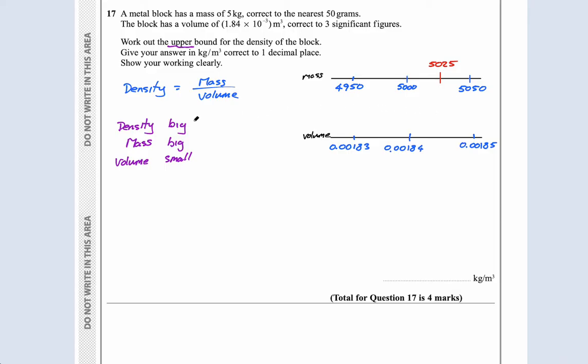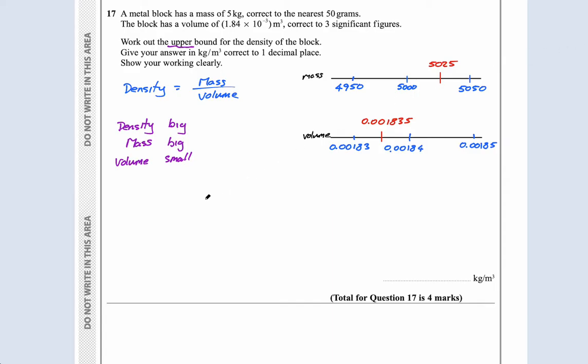I want to make the volume small, so I need to get the lower bound of the volume, which is here, halfway between these two. Now, again, add them and divide by 2 if you want, or if you know how to do it, it's 0.001835. Because I have to add on another decimal place. Right, so that is the upper bound for mass, and that's the lower bound for volume.